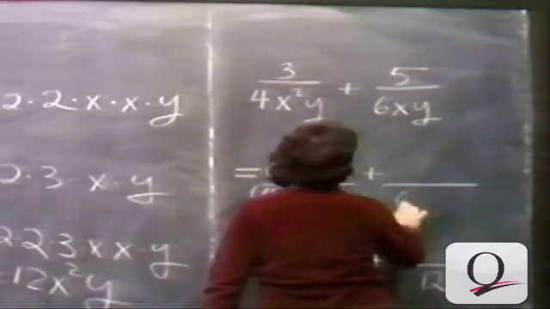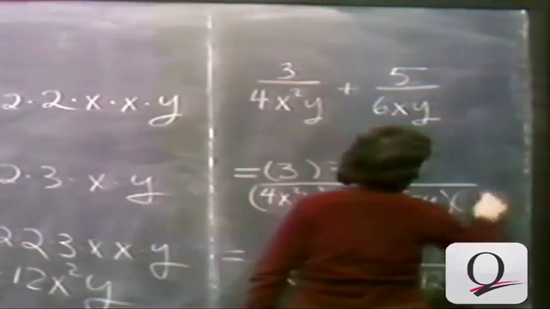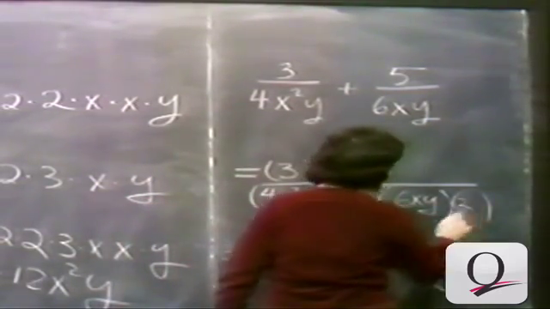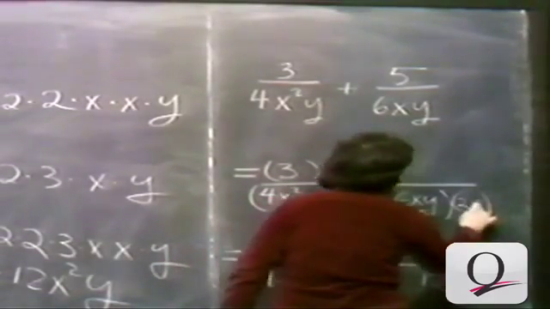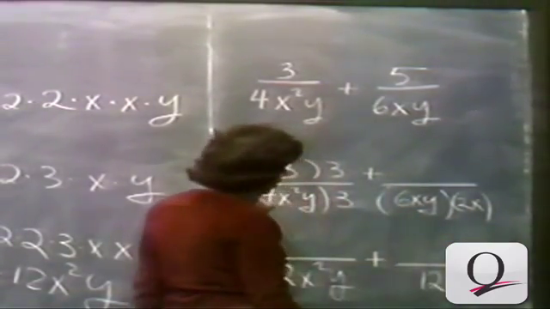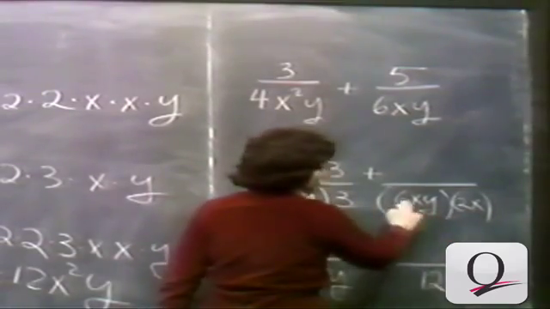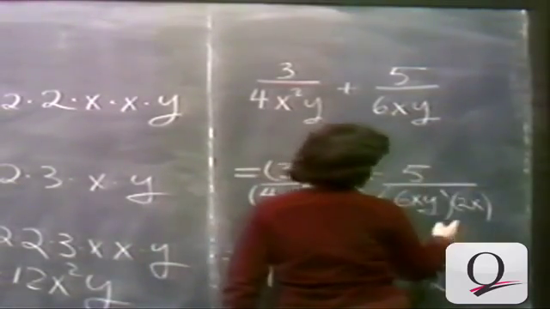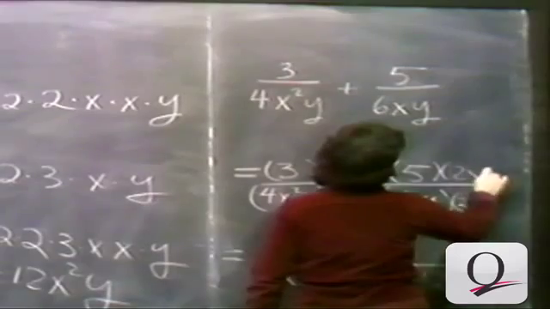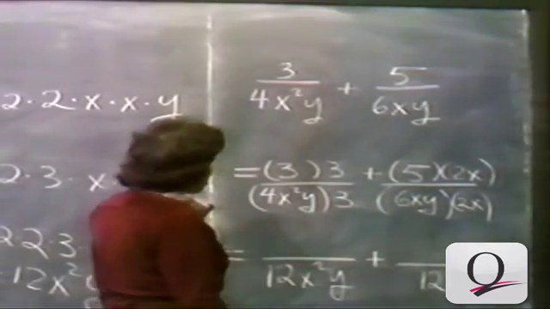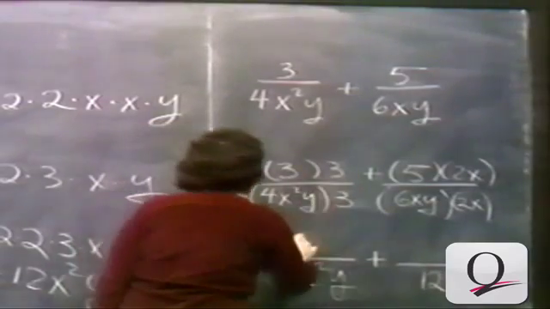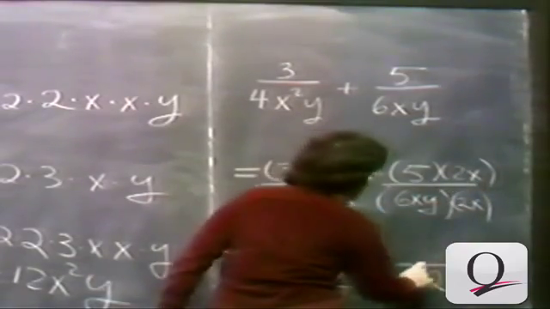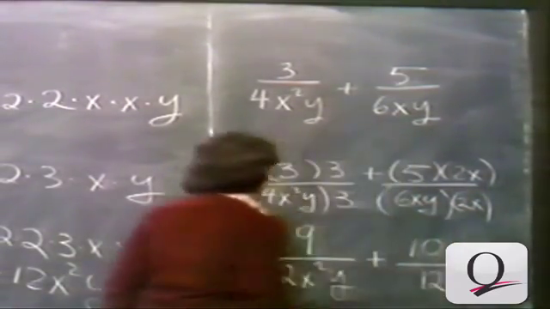Now let's look at 6xy. What will we have to do to 6xy to get 12x squared y? To go from 6 to 12, we'd have to multiply by 2. To go from x to x squared, we need another x. We already have the y. So we'd have to multiply by 2x. This gives us 12x squared y, which is what we want. If you're going to multiply the bottom by 2x, you have to also multiply the top by 2x. So what we have here is 3 times 3, or 9, over 12x squared y, plus 5 times 2x, 10x, over 12x squared y.